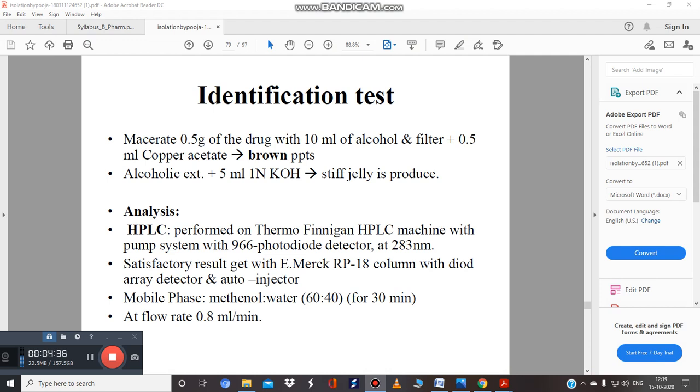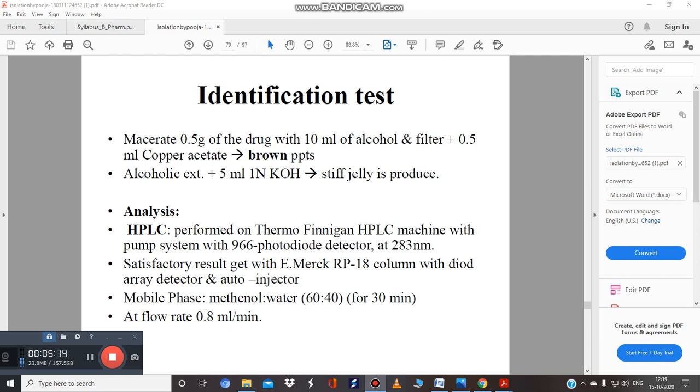So if we talk about the identification tests, these are the general identification tests for the drug, in which suppose alcoholic extract is taken and mixed with 5 ml of one normal alkali solution, it will form a stiff jelly. This is the general test for the drug, not for the podophyllotoxin, but I just want to show you this because this is also important. Another test of the drug is to macerate 0.5 gram of the drug. So this is a test for the podophyllin, not the podophyllotoxin. The drug is mixed with 10 ml of alcohol and then we filter it. You will add 5 ml of copper acetate solution. You will observe a brown precipitate.